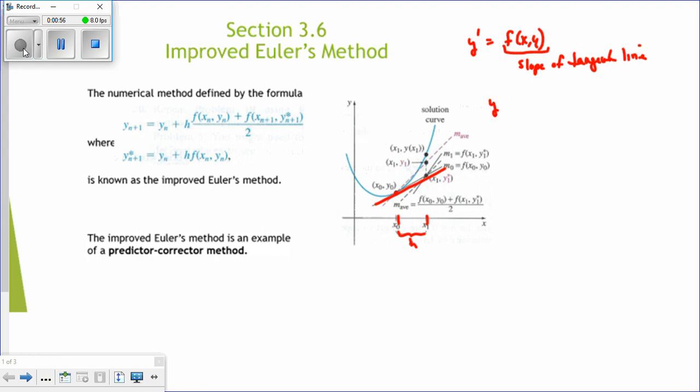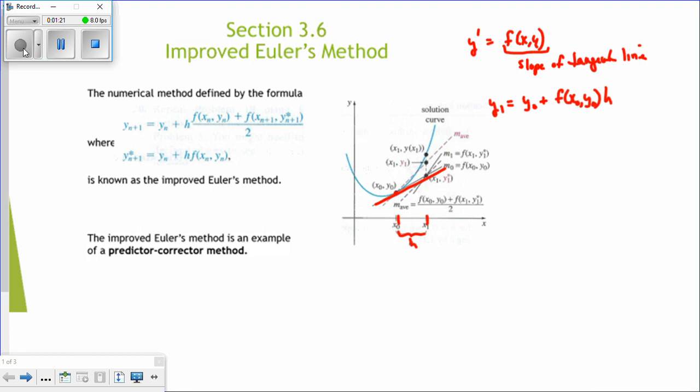So we found that y1 was equal to the previous y value plus the slope. So we found the slope at the previous point times that h value. And that was just using the tangent line. That's just the equation of the tangent line passing through the point x naught, y naught with the slope f of x, y. So that's how we got that.